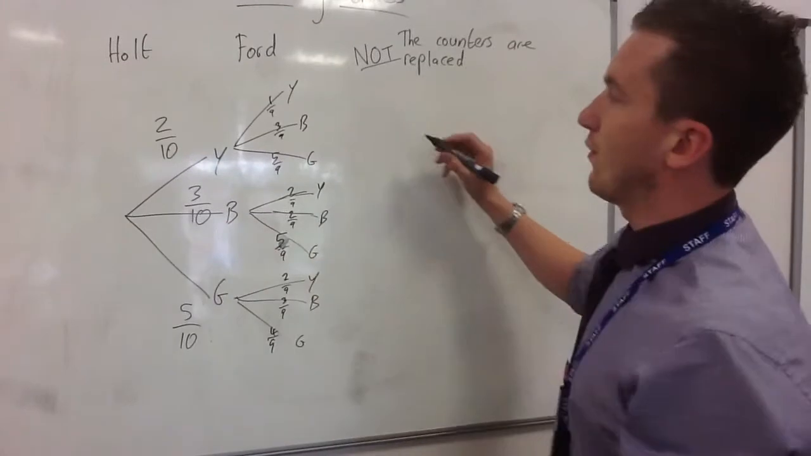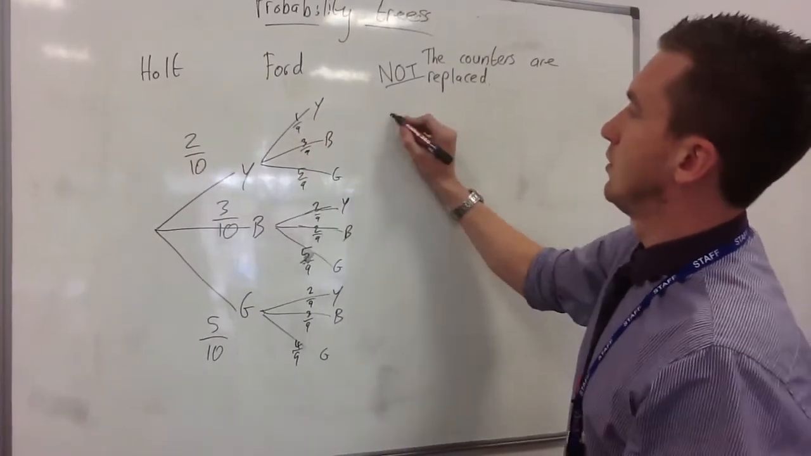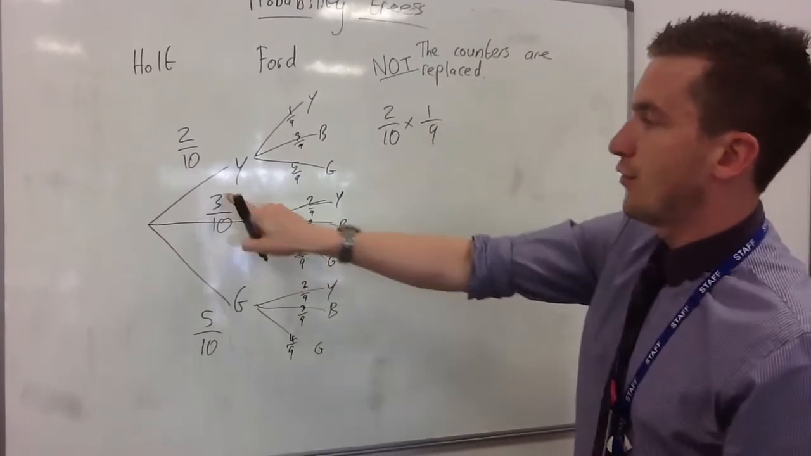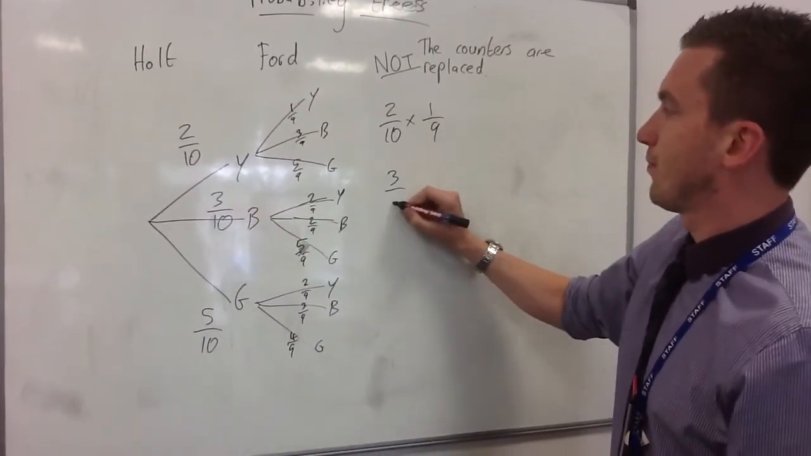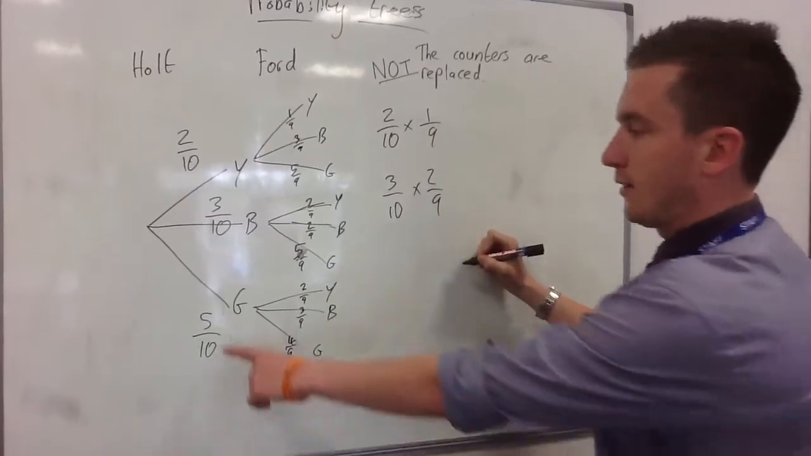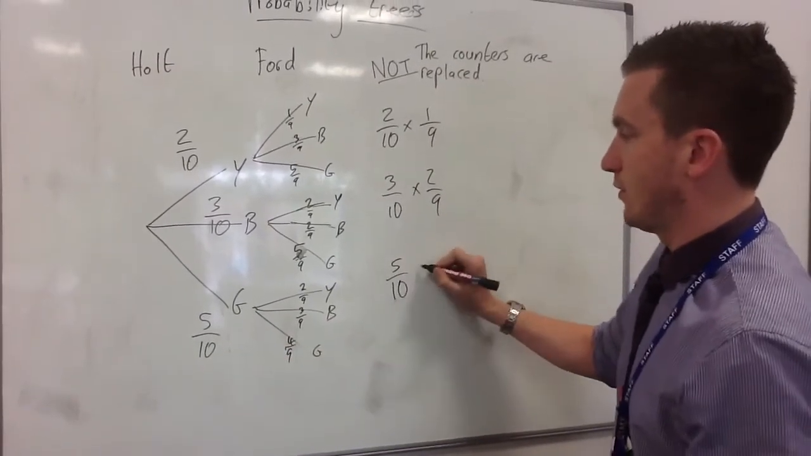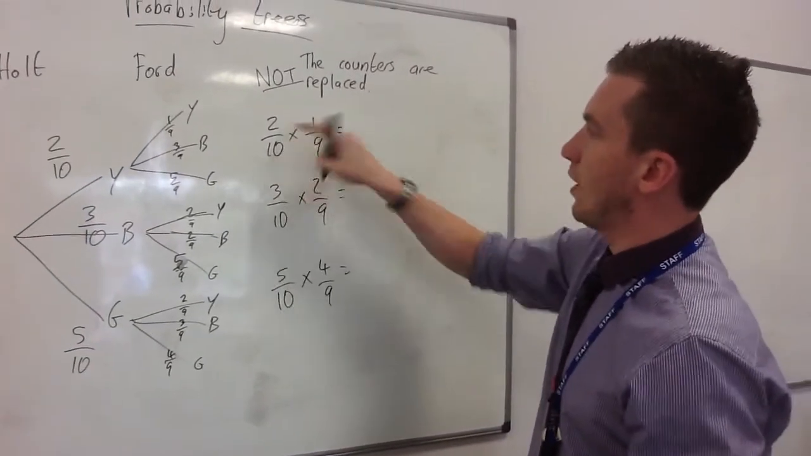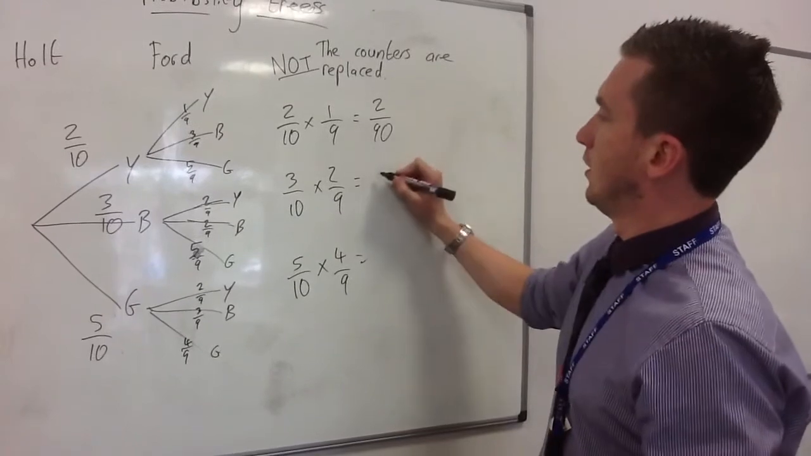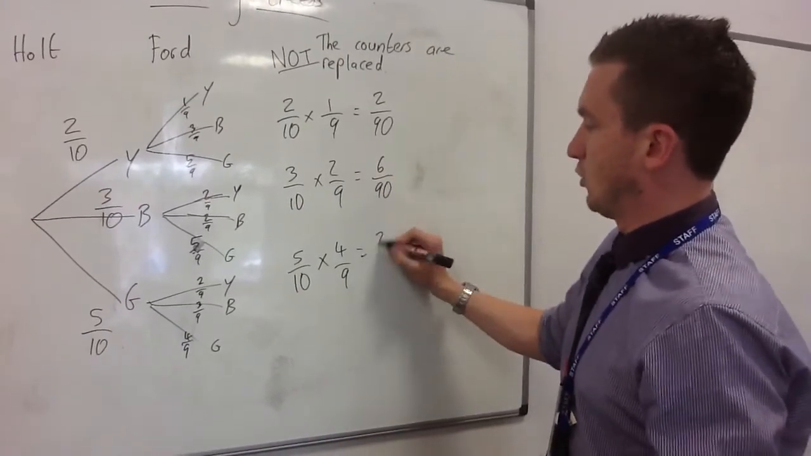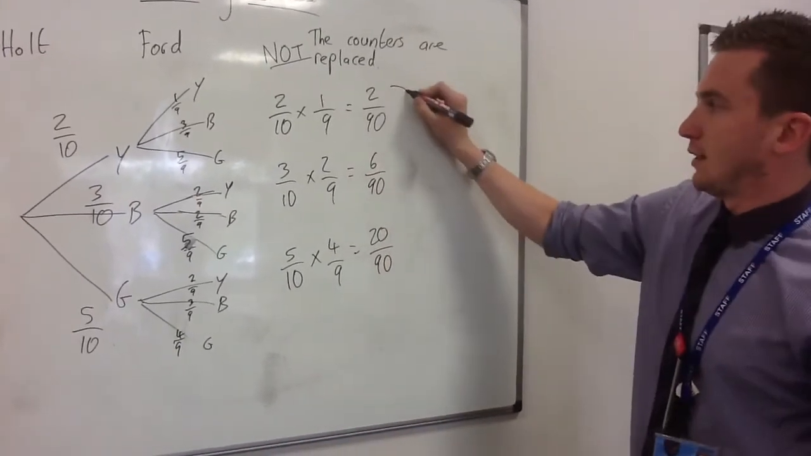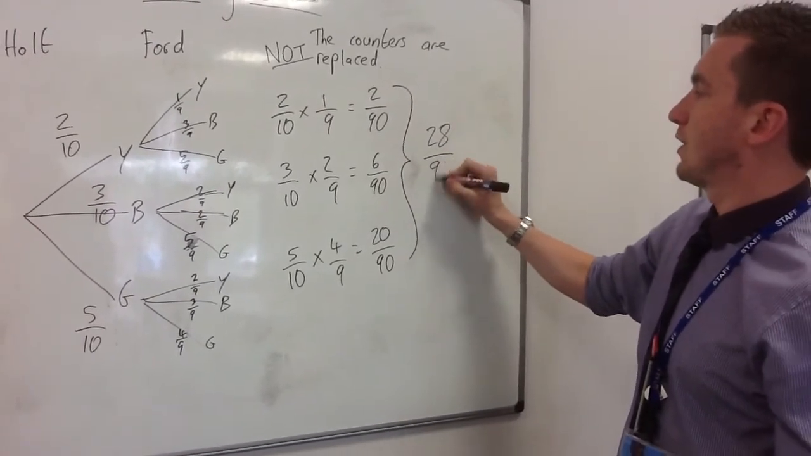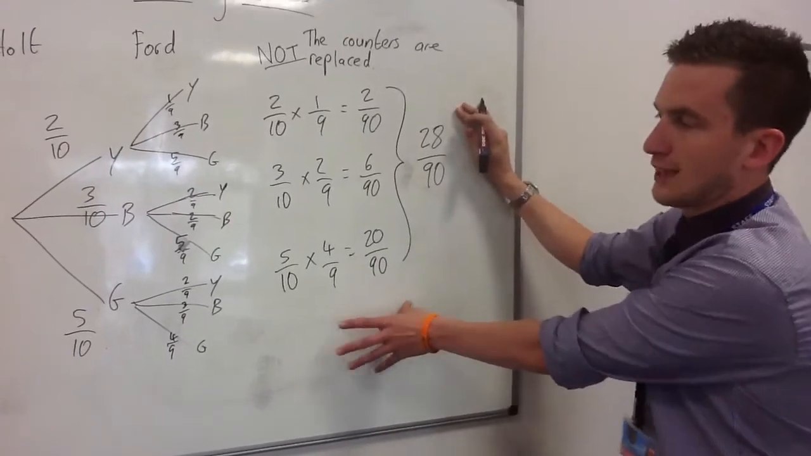So we do the same thing, we follow the stem, same colour: 2 tenths times 1 ninth, 3 tenths times 2 ninths, and 5 tenths times 4 ninths. Same thing: 2 over 90, 6 over 90, 20 over 90, and then we can add them together, which is 28 over 90. So it's a little bit more difficult, takes a bit more brain power.